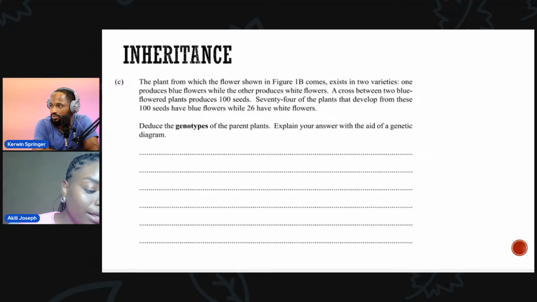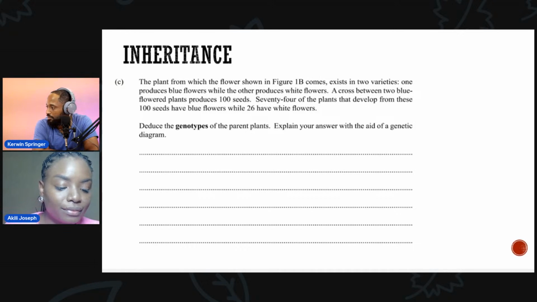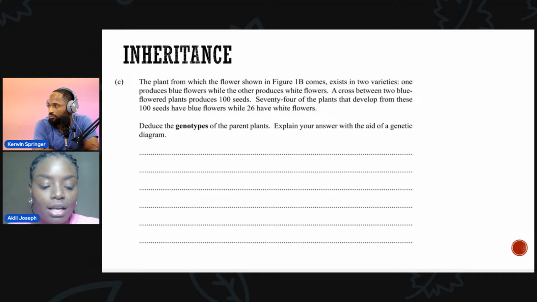So this one, the plant from which the flower shown in figure 1B is a part of is in the question, but the actual plant is not important. It exists in two varieties, one that produces blue flowers and one that produces white flowers. A cross between two blue-flowered plants produces 100 seeds, and 74 of the plants that develop from these seeds have blue flowers, and 26 have white flowers. From that information, they want you to deduce the genotypes of the parent plants. Explain your answer with the aid of a genetic diagram.